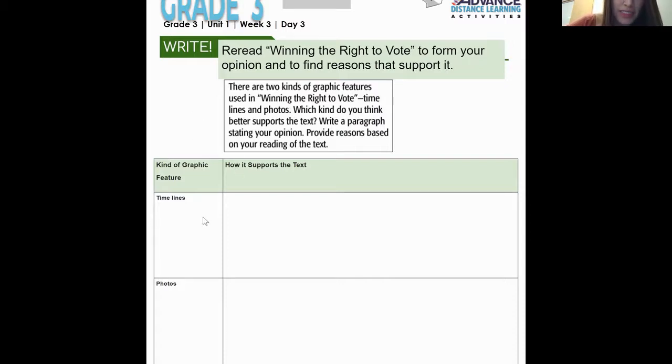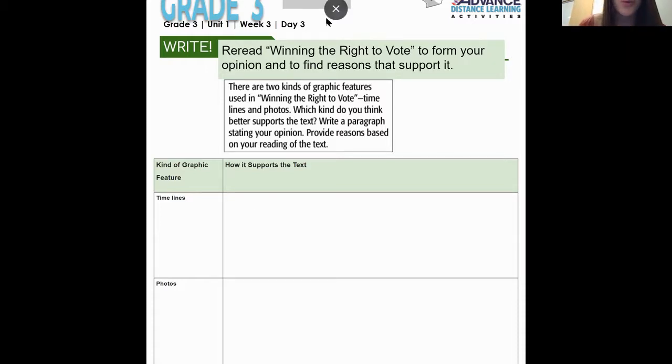Okay, so below I see a chart and I see that it says kind of graphic feature. So my chart says kind of graphic feature because my prompt is asking me which kind of graphic feature I think best supports the text, okay? And then I see right next to it, there's another little section that says how it supports the text. So I know that as I reread, I'm going to look for timelines and photos, which are examples of graphic features. And I'm going to see how those timelines and photos support the text, okay? So that's what I'm going to go back to the story to look for.